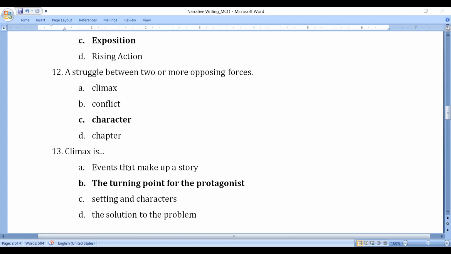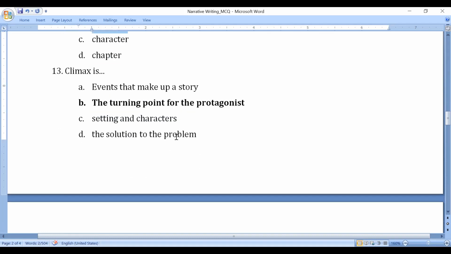12th question. A struggle between two or more opposing forces. Sorry, I had written the wrong answer, so it has been marked. A struggle between two or more opposing forces. Is it climax, conflict, character, or chapter? It's B, conflict. Conflict is a struggle between opposing forces.